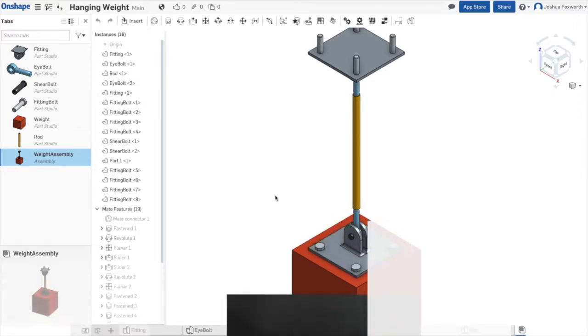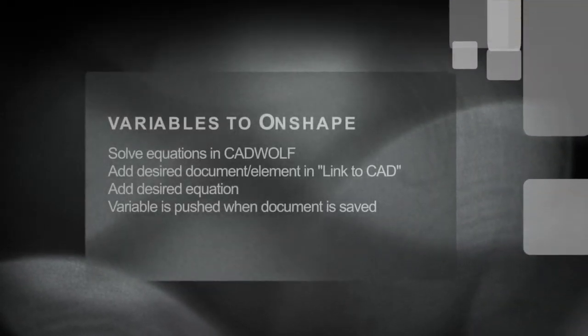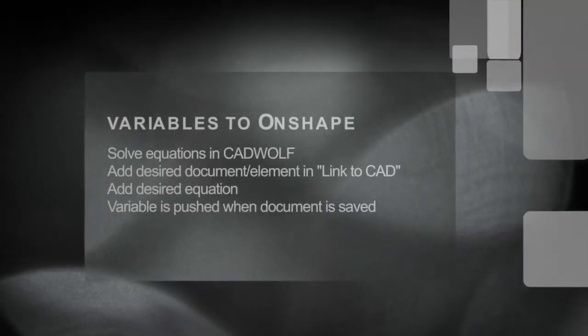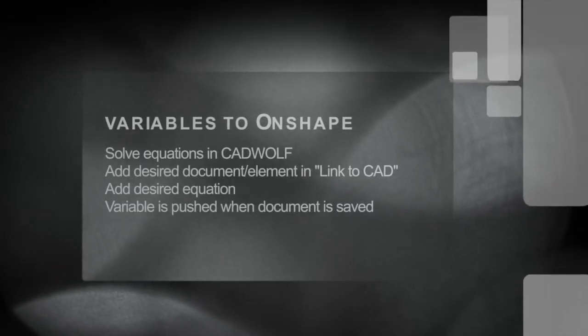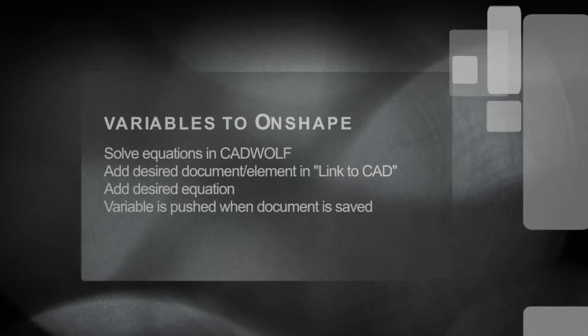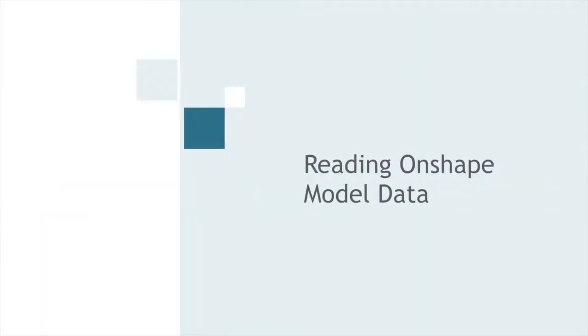So the process of linking variables in CADWOLF to Onshape models is to solve your equations in CADWOLF, add the desired document and elements in the Link to CAD system, add your desired equations to the list sent to that element, and then those variables are pushed whenever that document is saved. So now let's take a look at the flip side of that. How do we read data in from an Onshape CAD model?